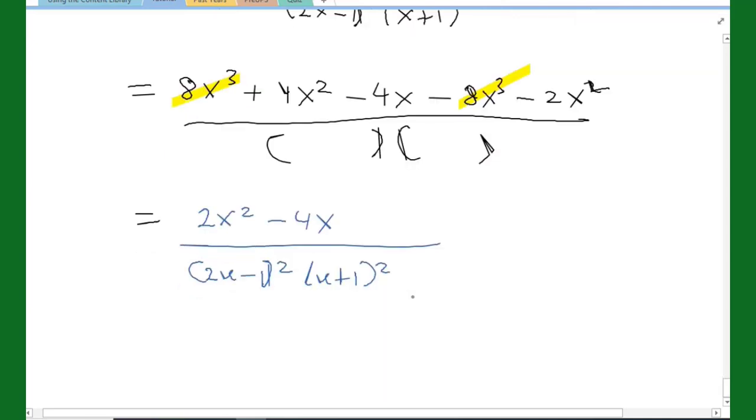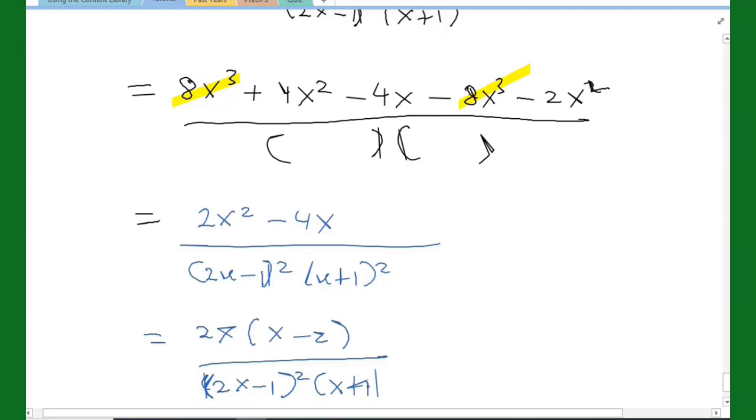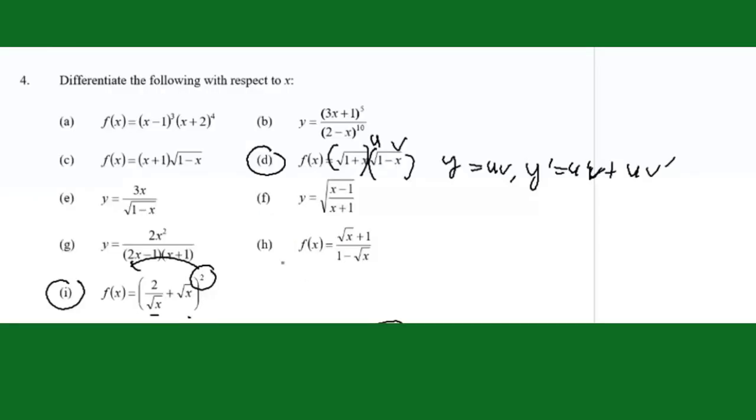Okay. And factorize. Factorize 2x, x minus 2, is just that we cannot cancel. Cannot cancel. Okay, for G, 2x, x minus 2, over 2x minus 1 squared. Same. Okay, that's it. Settled. And therefore H. Okay, this one is quotient rule.